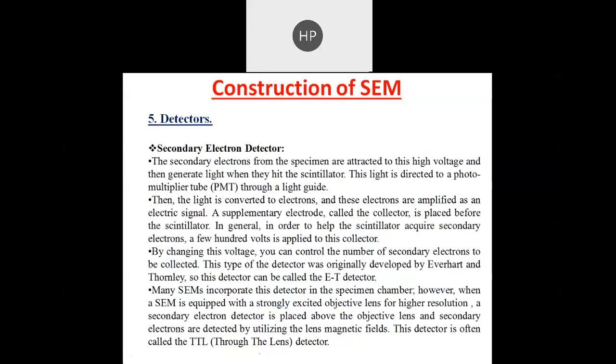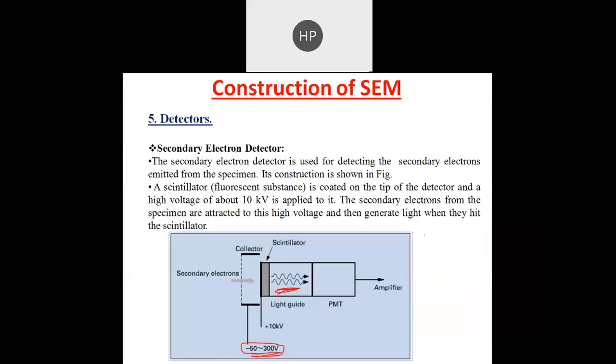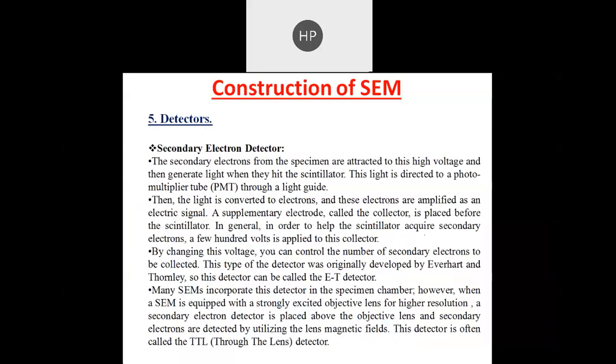And this type of detector was originally developed by Everhart and Thornley. So this detector is called an ET detector. Okay, so that's why here we have the name ET detector. It is based on the names of the inventors.